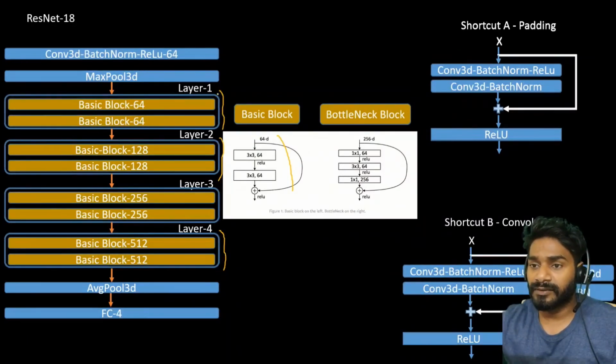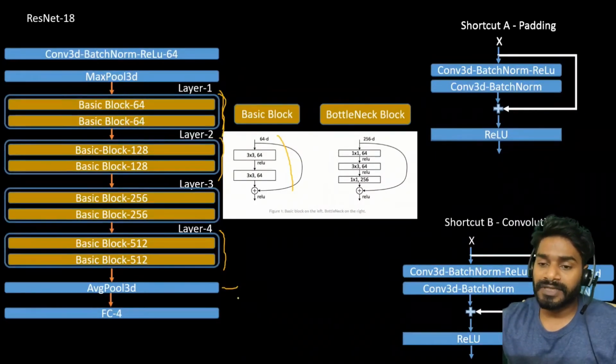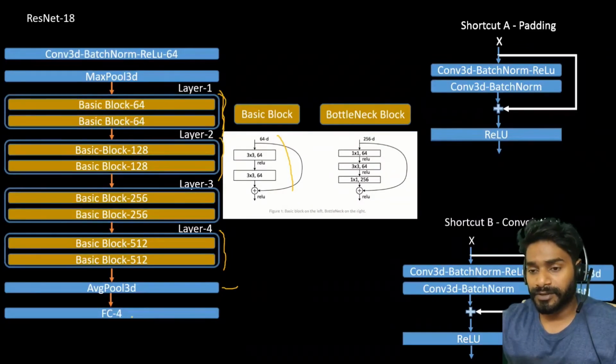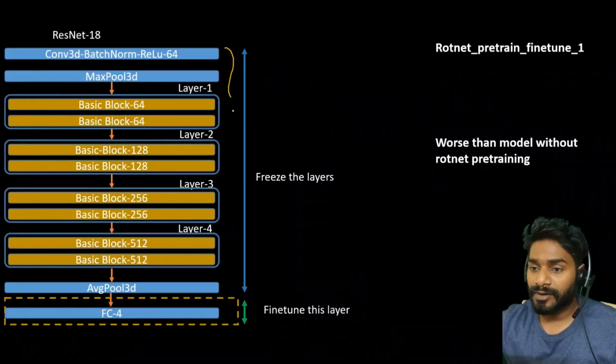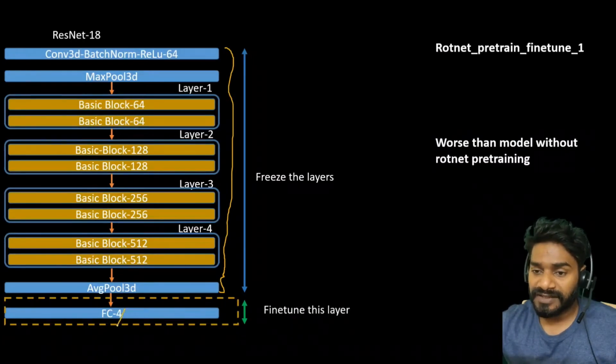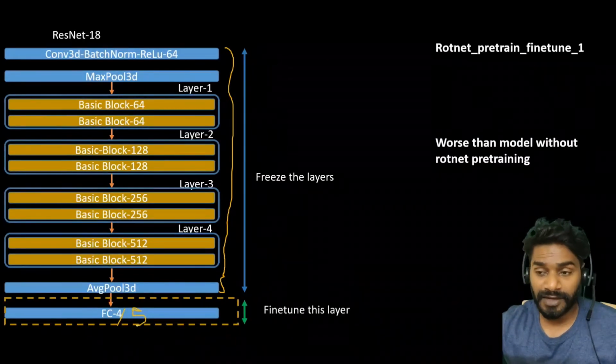So this one block is layer 1, layer 2, layer 3, layer 4, then average pool, and then a fully connected layer, which has 4 outputs because of the number of rotations. Once we have done this pre-training, let's see how we can use it. We can use this entire block as a feature extractor, and then just fine-tune this last layer. Now instead of 4, there will be 5 classes, because there are 5 classes of flowers.